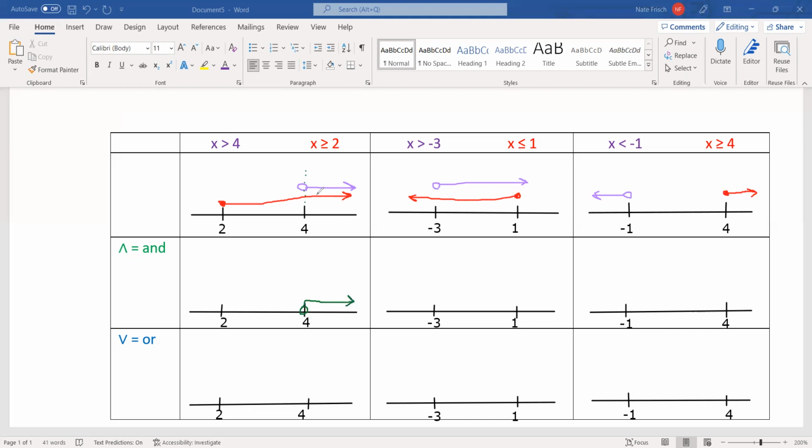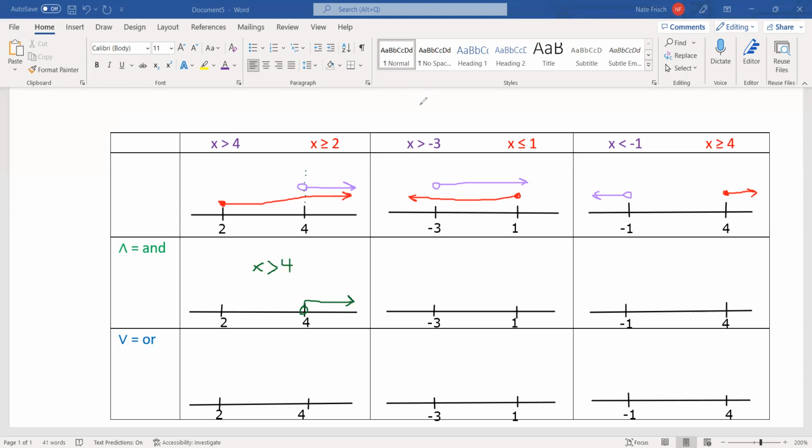What they both have in common is numbers greater than 4. So if I were to write that now as an inequality statement, I would say, combined, what they both have in common is they have values that are greater than 4. It's what they both have.